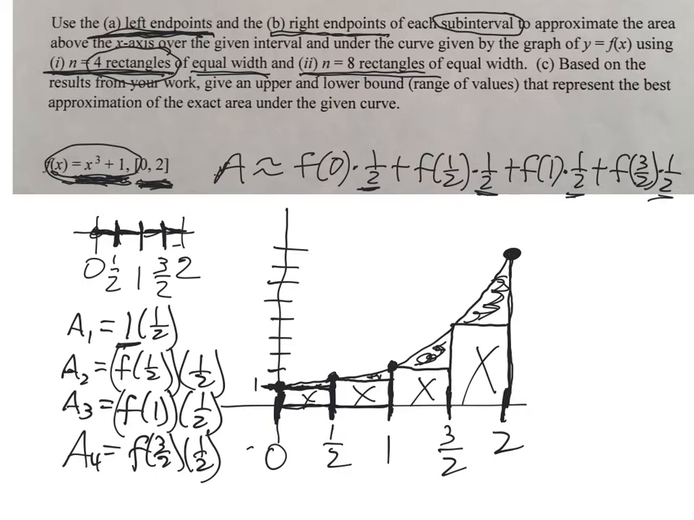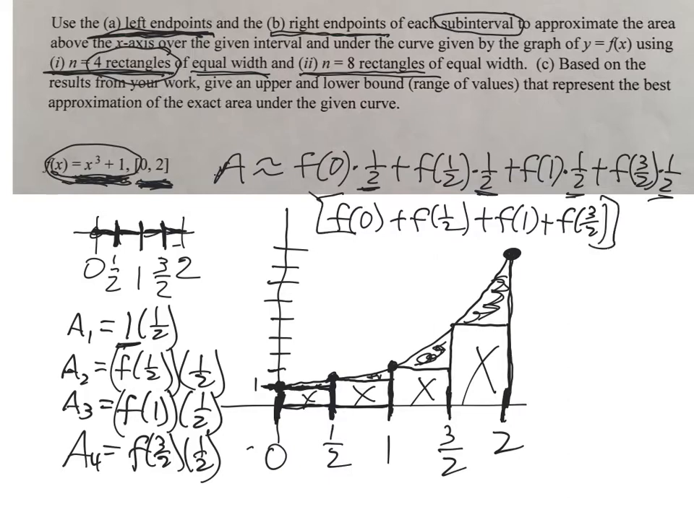Every one of them we're multiplying by 1/2. So algebraically, we could actually say f of 0 plus f of 1/2 plus f of 1 plus f of 3/2, all multiplied by the 1/2. The 1/2 is the width of each subinterval, and by making each subinterval equal width, that makes this process a lot easier. There will be cases where that is not.